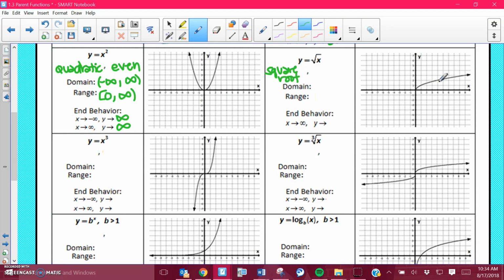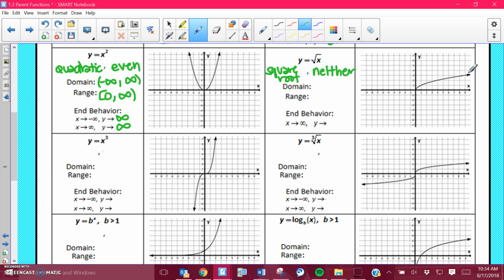Now looking at this, I can't fold it over the y-axis and get the same picture. That would have to look something like that, which we don't have at all. And I also don't have that rotational symmetry, because if I rotate, whatever's in quadrant 1 is not in quadrant 3. So this function is neither even nor odd, which is okay.